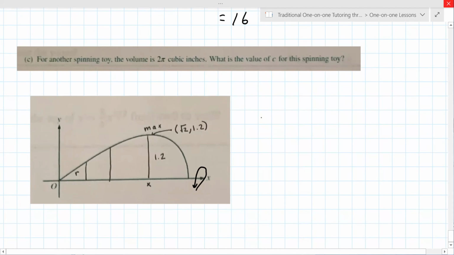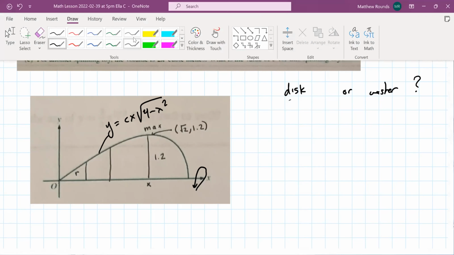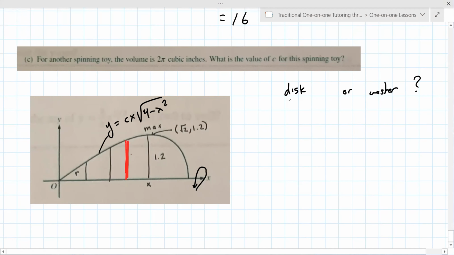Okay, so the volume. First of all, is this a disc or is it a washer? It goes around the x. One answer is, if there's only one function, it's a disc. Another answer is if there's no gap between this. So there's a lot of lines here, but that's your R. Your R is CX square root 4 minus X squared, like that.